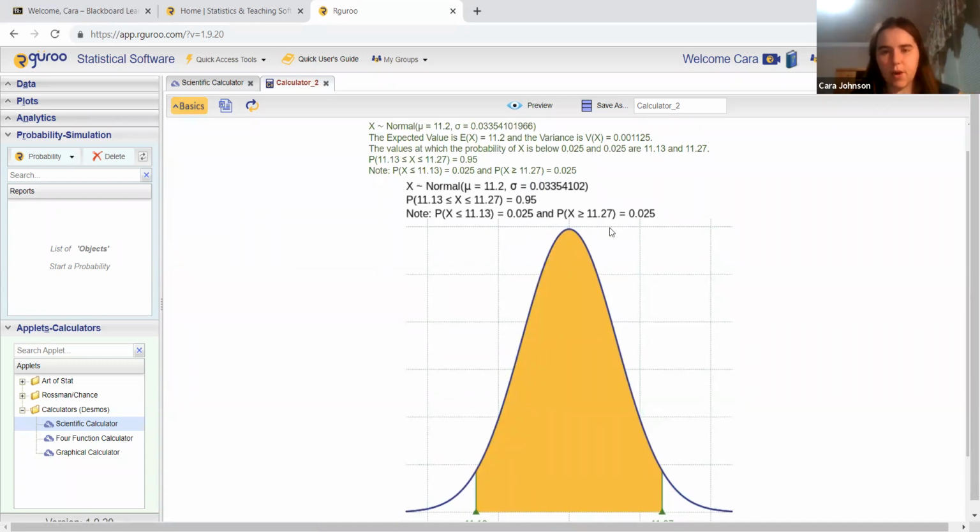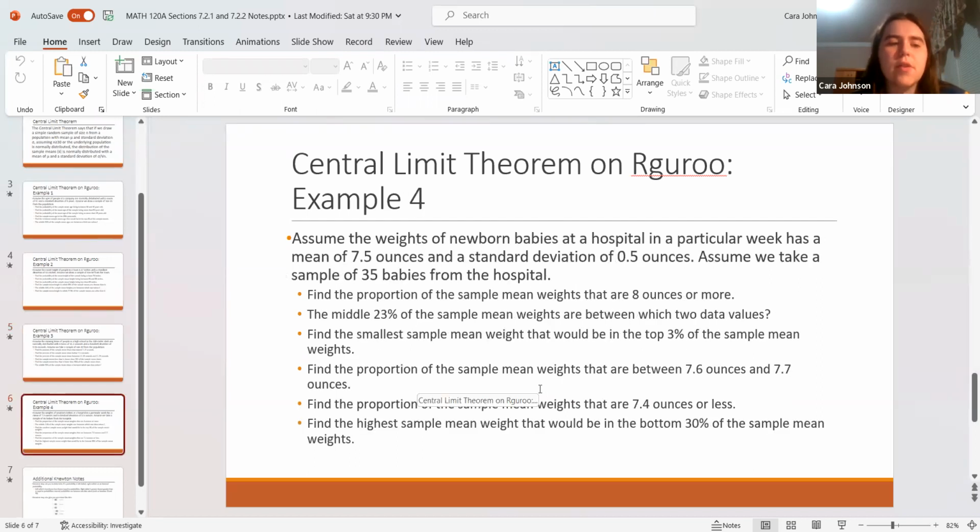All right, we're going to do one more example here, and then that'll be it for this section. So we're going to do this example now, and answer all these questions. We took a sample of 35 babies, so it doesn't matter that it's not normally distributed. Our sample size is greater than or equal to 30, so we're good to go.